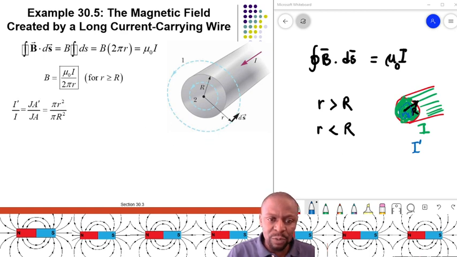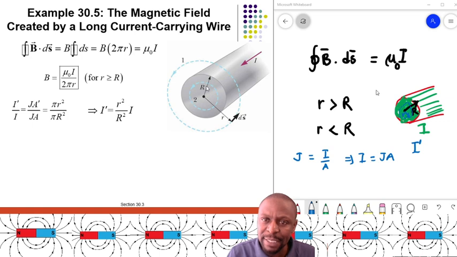Now, I'm just going to use the argument of the current density. Remember, the current density J is nothing else but I divided by area. If you rearrange the equation, I is just J times A. Now, this is what you are going to have for r less than big R. The pi's will cancel, and you will end up with this equation. Now you know what I prime is: you can rearrange the equation to write I prime, and it is given by that. That I prime is the current passing through this area.